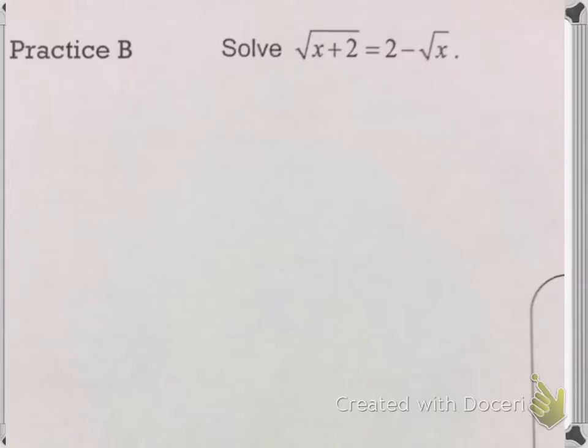So this last problem right here is already isolated. We have a radical on both sides of the equal sign. So right off the bat, I can just square these the way that they are. When I square the first side, I get x plus 2. But when I square the second side, I really have to FOIL that out.